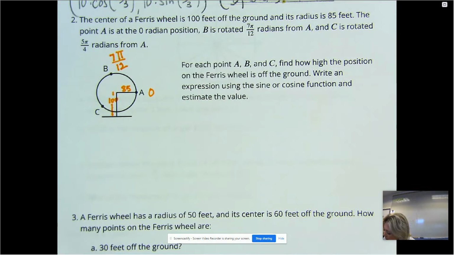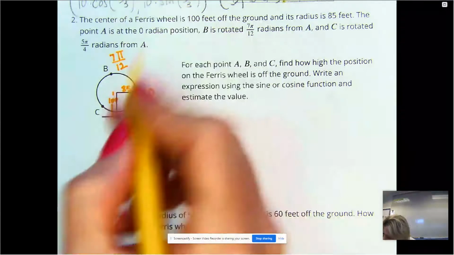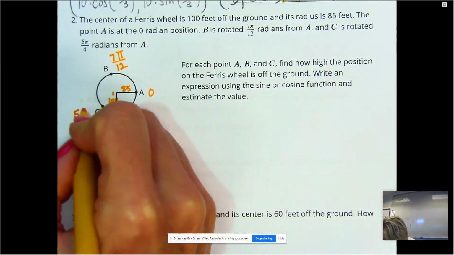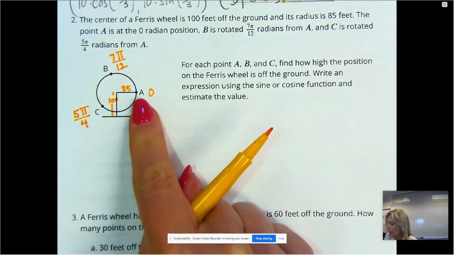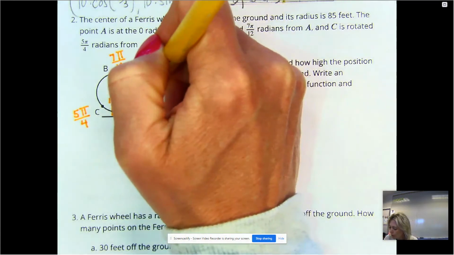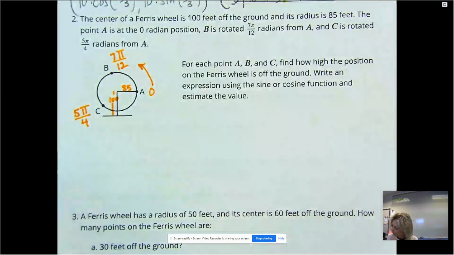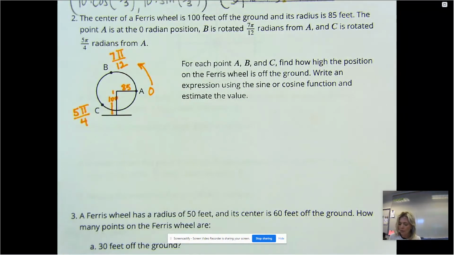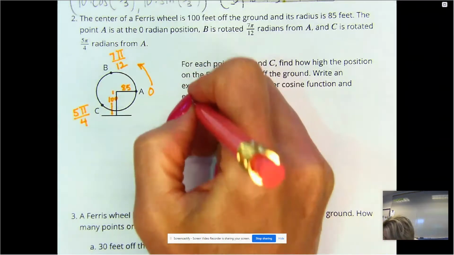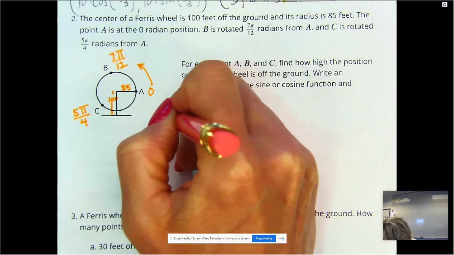And C is rotated 5 pi over 4. Both of those are in relation to A, which is at 0. So again, we're rotating in this direction. For each point A, B, C, find how high the position on the Ferris wheel is off the ground. So point A is level with the center of the Ferris wheel. So for A, I would just say 100 feet.